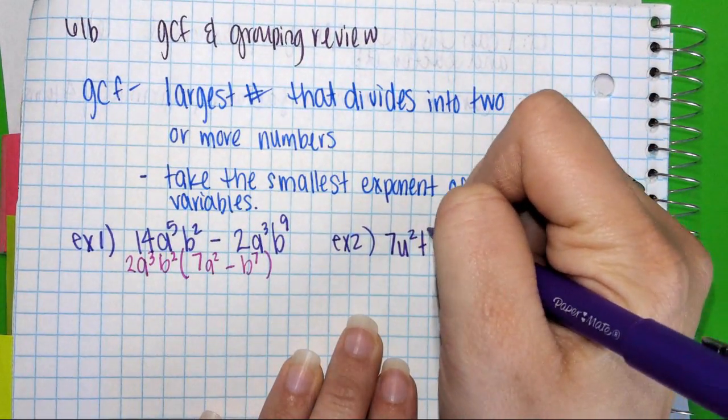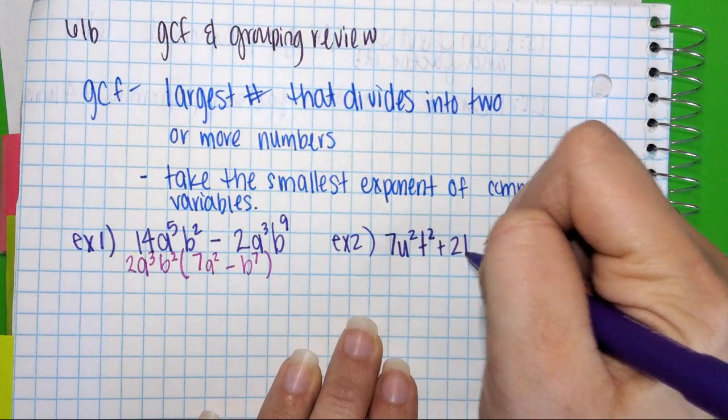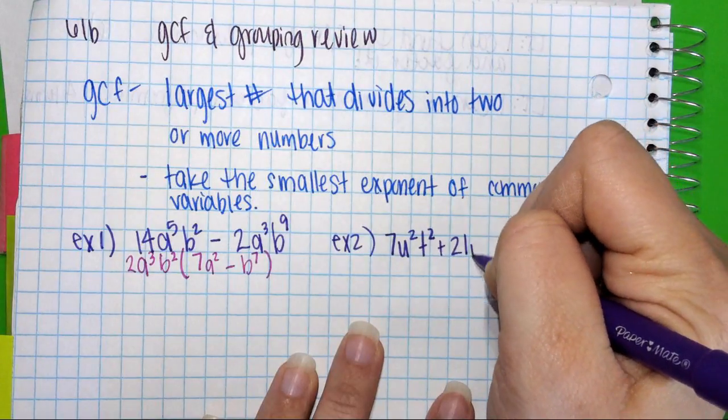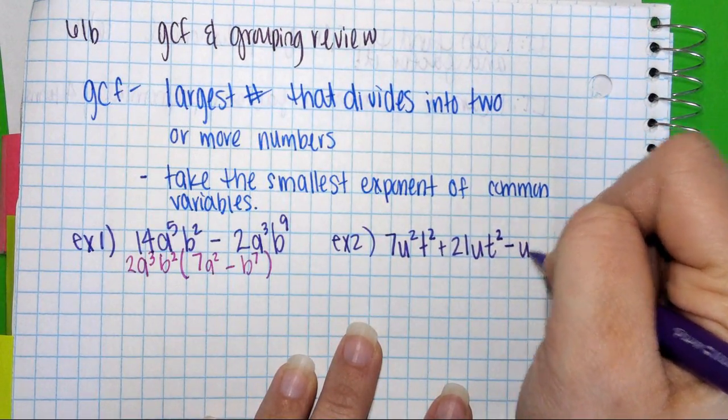7u squared t squared plus 21u t squared minus ut.